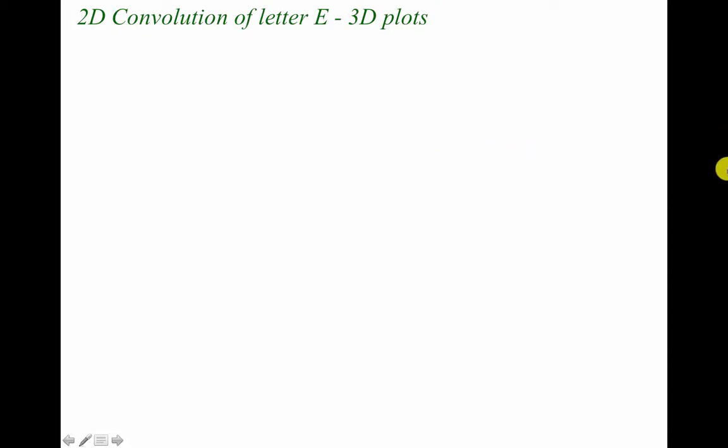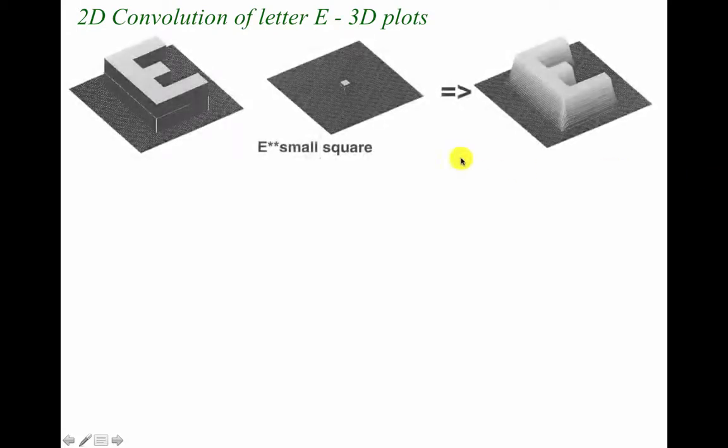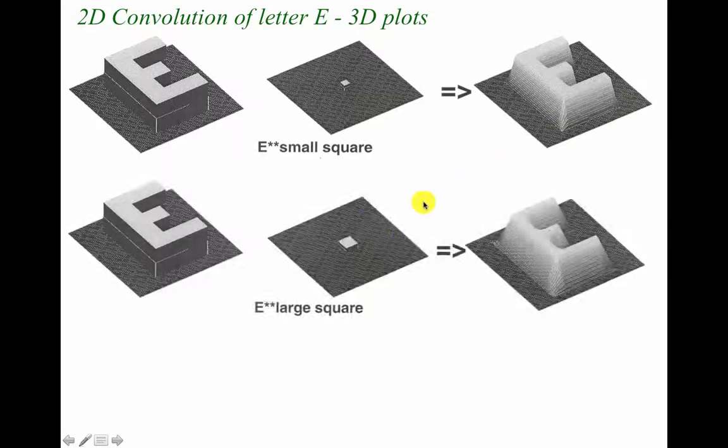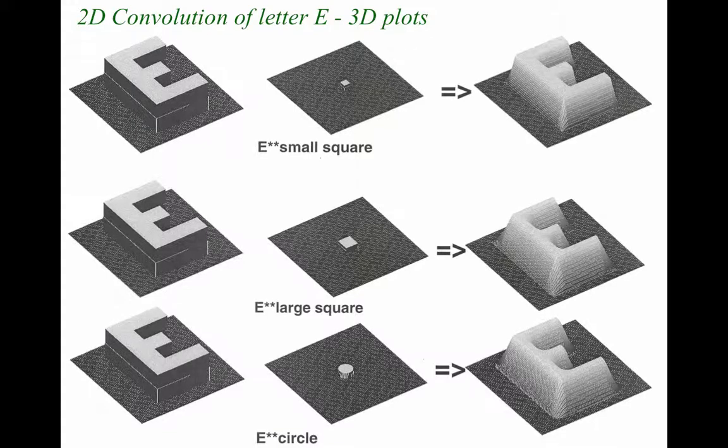We can view the effects of 2D convolution with a simple example. Here is an original image that's a representation of the letter E shown in 3D that's convolved with a small square, resulting in an image that has a certain amount of blurring. If instead of convolving it with a small square, we convolve it with a bigger square, then we end up with an image that is more blurred. And if instead of convolving it with a square, we convolve it with a circle, we end up with an output image that is also blurred, but with slightly different shape, particularly around the corners.